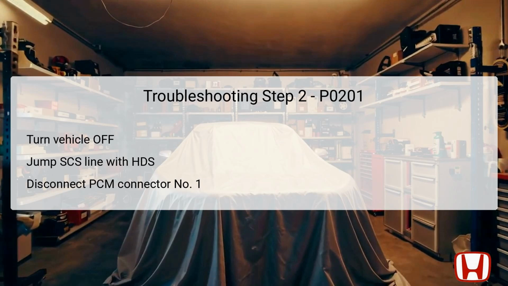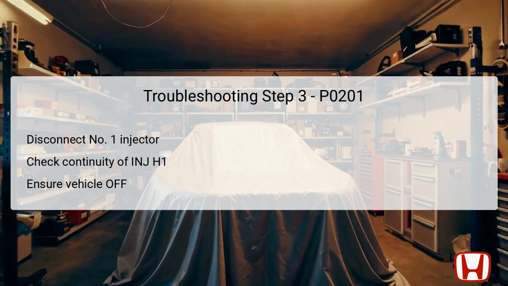This step is essential as it ensures that both the INJ H1 wire and INJ L1 wire are intact and not open. If continuity is confirmed, you will move forward to the next step. Otherwise, it's important to investigate further. Moving on to troubleshooting step 3 for DTC P0201.